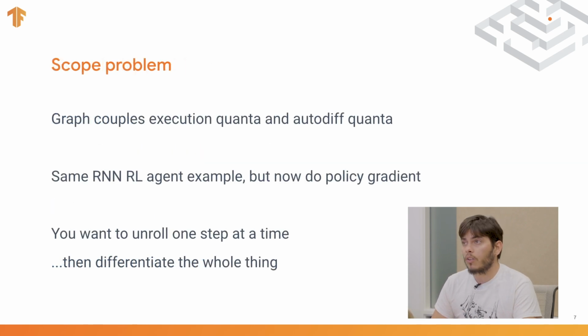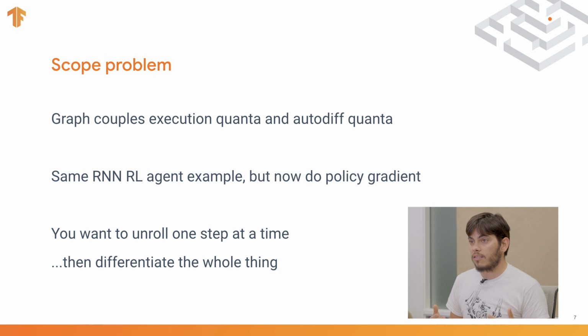And this gets even more complicated once you put automatic differentiation into the story. Because TensorFlow uses a symbolic representation for your computation that we call a graph. We do automatic differentiation on this symbolic representation. So now the graph not only has to be a quantum for stuff you want to run, but it has to be a quantum for stuff you want to differentiate.